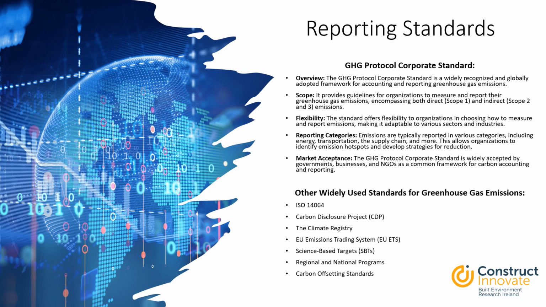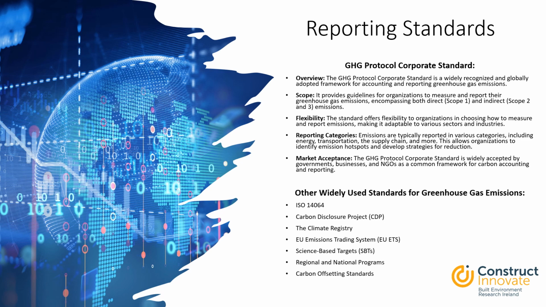For example, the ISO 14064 standard series provides a set of internationally recognised standards for greenhouse gas accounting and verification. ISO 14064 Part 1 outlines principles and requirements for quantifying and reporting emissions, while ISO 14064 Part 2 focuses on projects, and ISO 14064 Part 3 covers validation and verification.